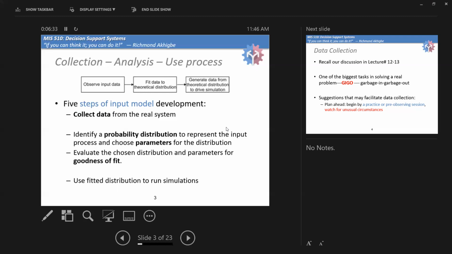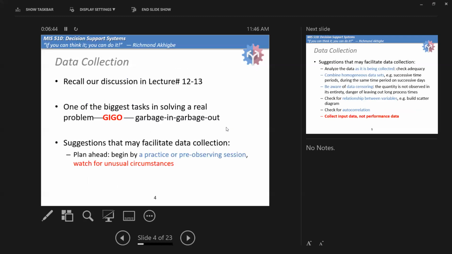So everybody understand what is goodness of fit? Goodness of fit is how much confidence you have in that model. And then of course the last step is you use the fitted model in the simulation. So as I said earlier, the better the fit, the better the representation.